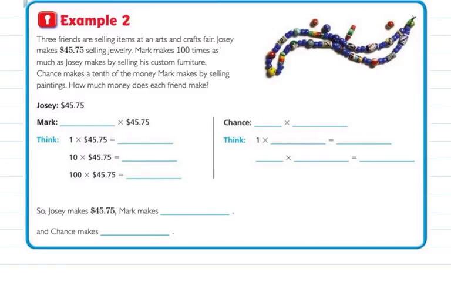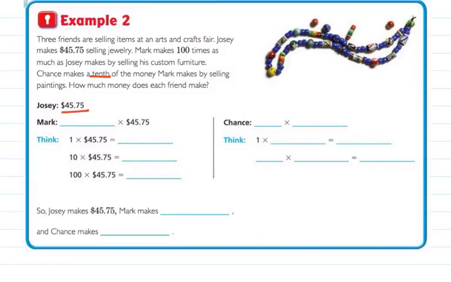friends are selling items at an arts and crafts fair. Josie makes $45.75 selling jewelry. Mark makes 100 times as much as Josie makes selling his custom furniture. Chance takes a tenth, and I'm going to underline the tenth, of the money that Mark makes by selling paintings. How much money does each friend make? So we know that Josie made $45.75.